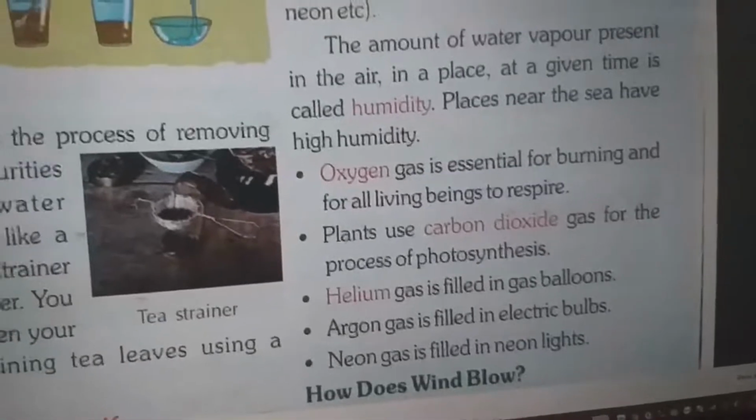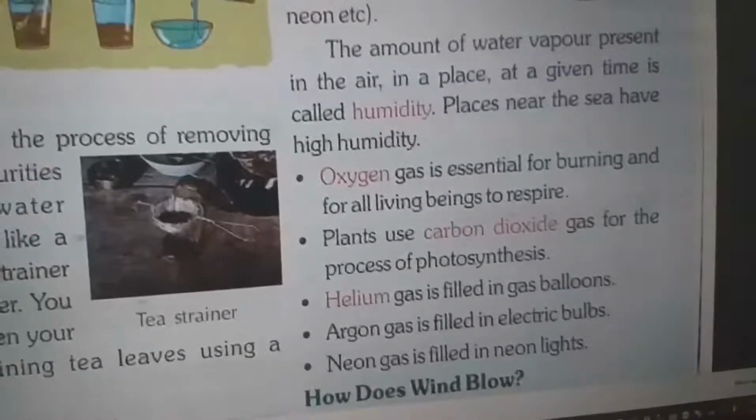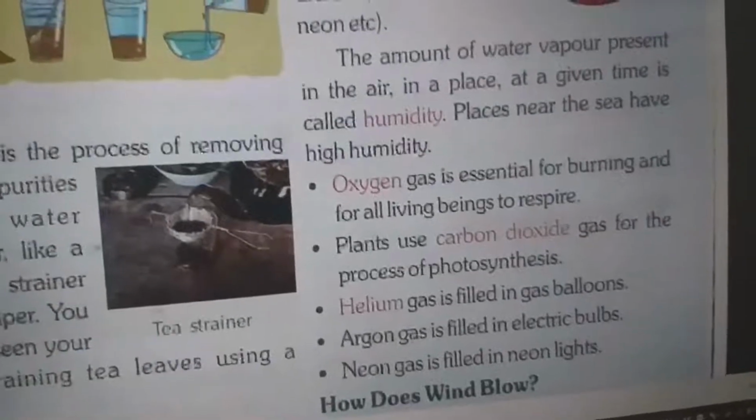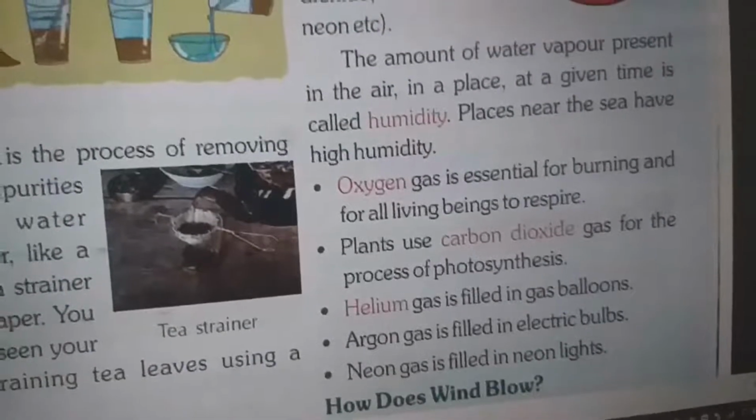Helium gas is filled in gas balloons. Argon gas is filled in electric bulbs. Neon gas is filled in neon lights. Neon lights are like fluorescent green, fluorescent orange, fluorescent blue colored light. These fluorescent colored lights are made with the help of neon gas.